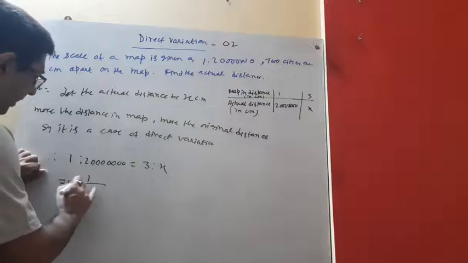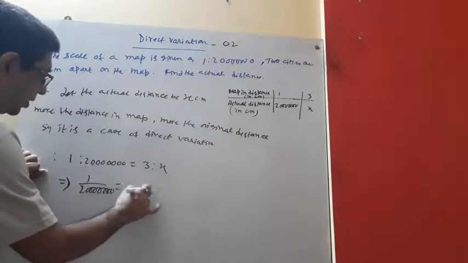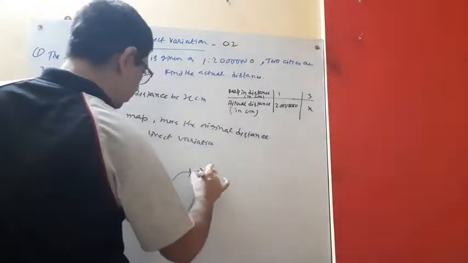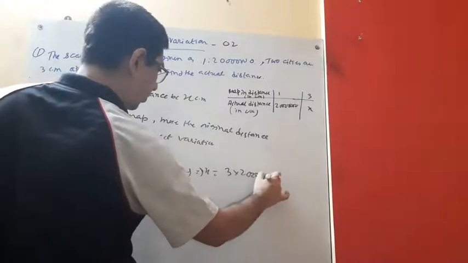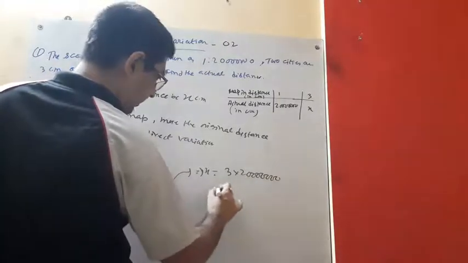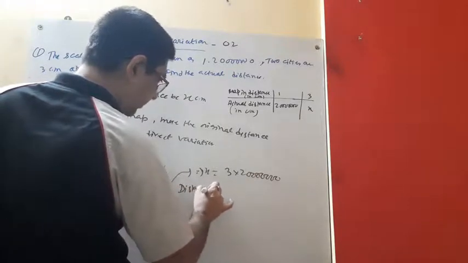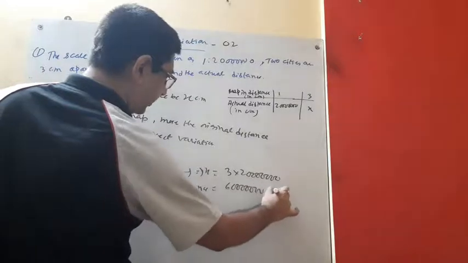So 1 by 1, 2, 3, 4, 5, 6, 7 zeros equal to 3 by x. Now x equal to 3 into 2 and 6 zeros. That is, so distance 6,000,000 centimeter.